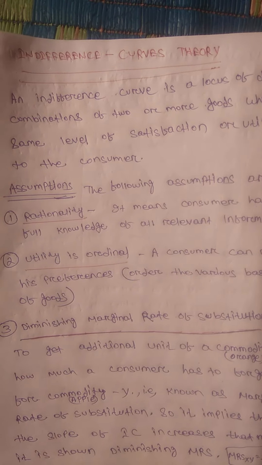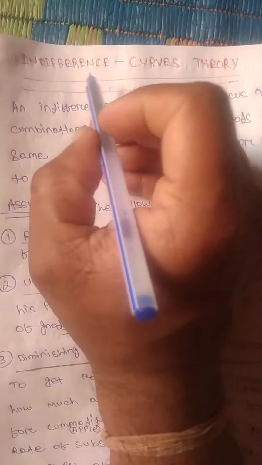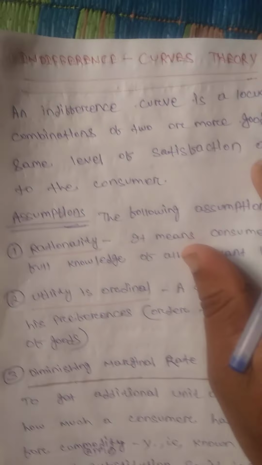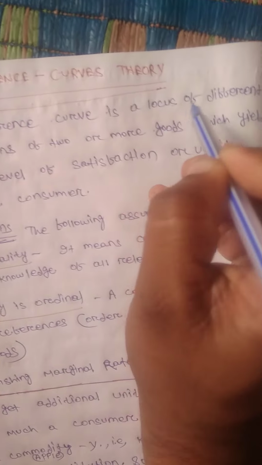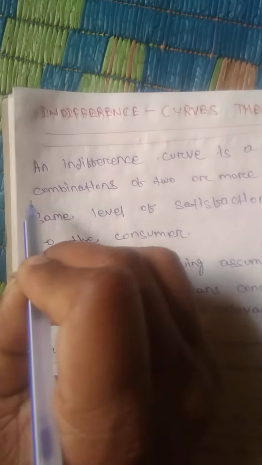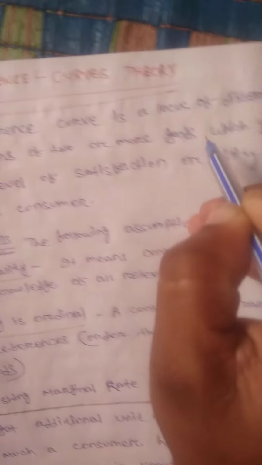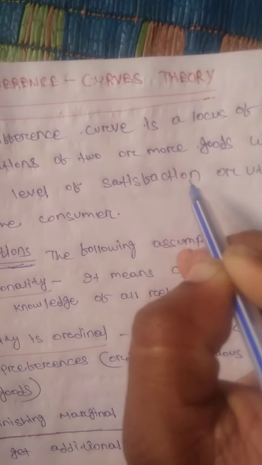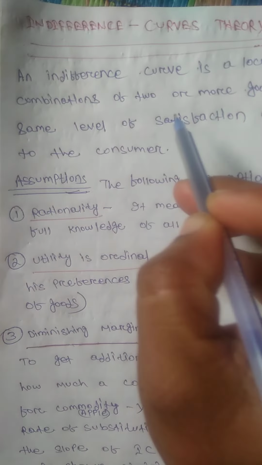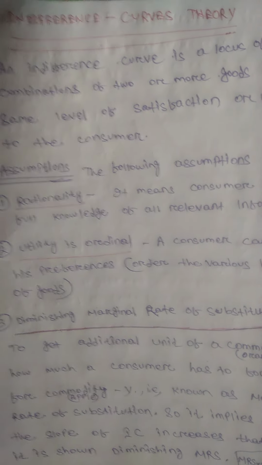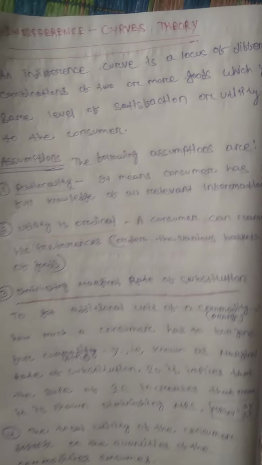So today I am going to discuss indifference curve theory. An indifference curve is a locus of different combinations of two or more goods which yield the same level of satisfaction or utility to the consumer. To understand this definition, you have to draw a diagram.